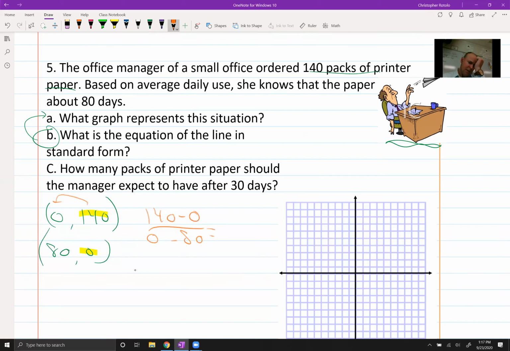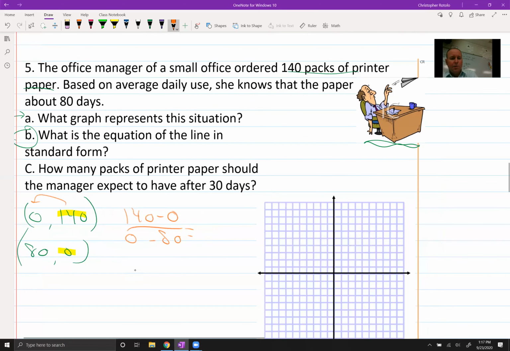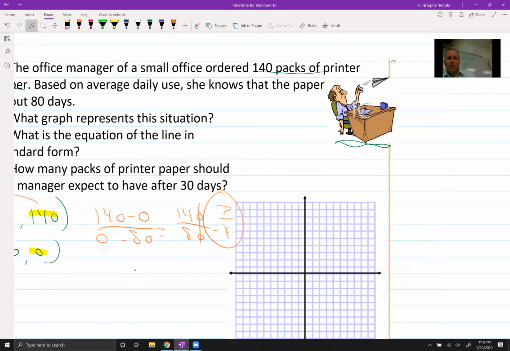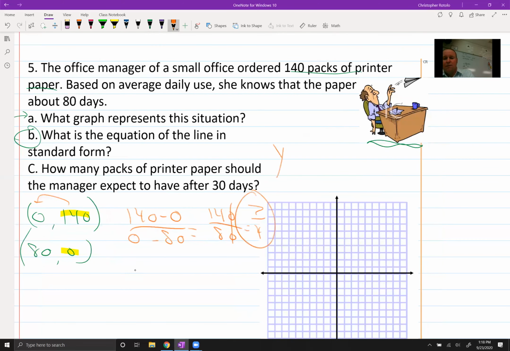Now think about this. If we're using up the paper, should my slope be positive or negative? Yeah, it should be negative, right? So we're going to deal with it that way. So I get 140 over 80. First thing I'll do is reduce by 10, and then I'll reduce by 2. Okay, so we're at 7/4 packs of paper per day. All right, so if I want to build up my equation, y equals 7/4 x. How much did we start with? Did we have the y-intercept already? You bet ya. Plus 140.